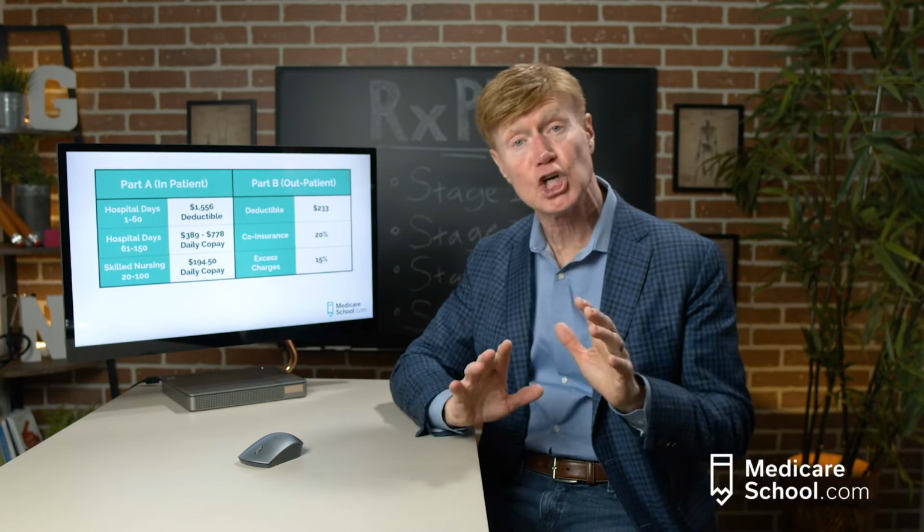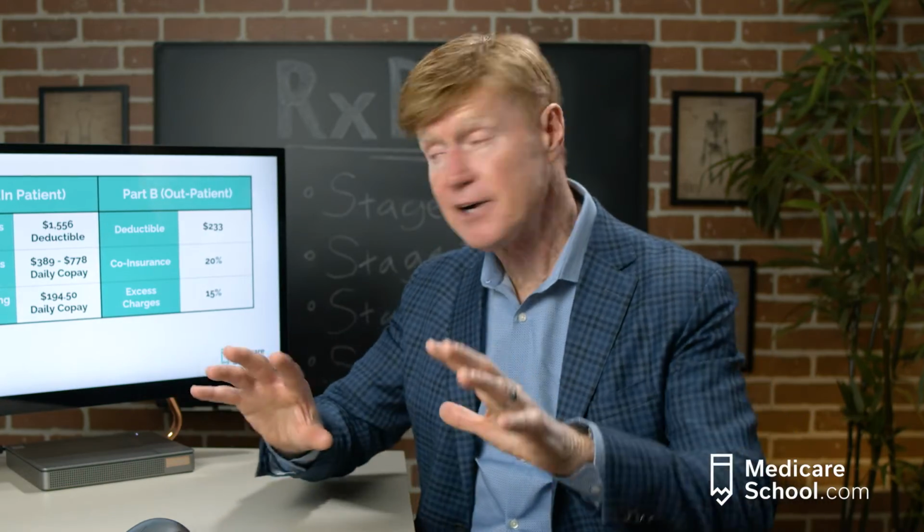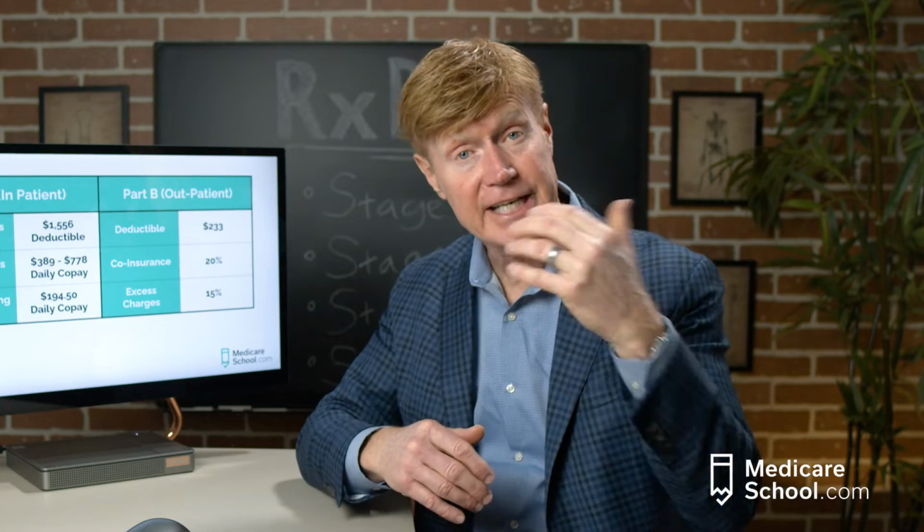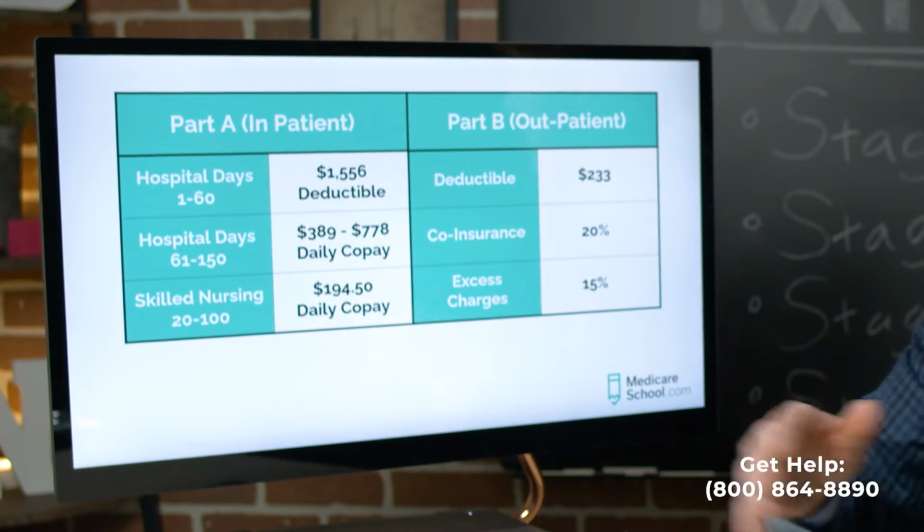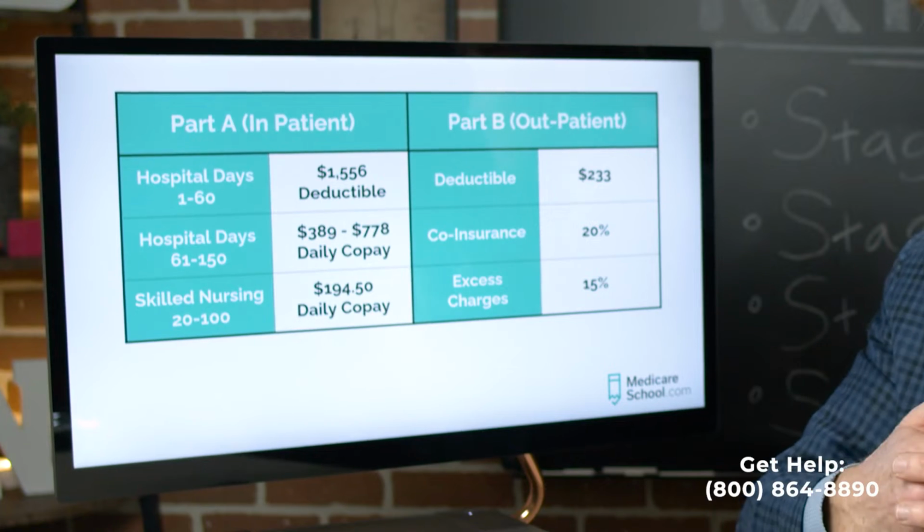So you have to pay the first $233 of anything on the B side. Outpatient services and all doctor-related services. After my deductible is met, I take my second gap, and that is going to be called coinsurance. Whenever Medicare covers something on the B side, outpatient and doctor services, they cover it at 80%, and you're responsible for 20%. And that 20% is unlimited.